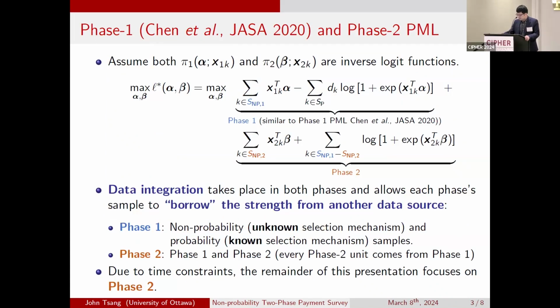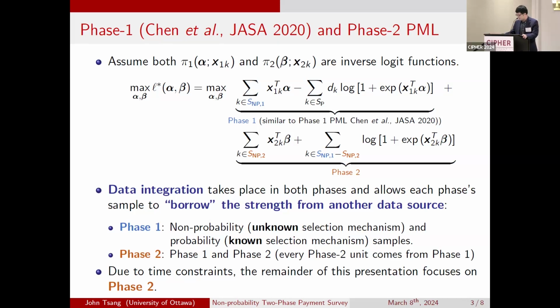So we extend the single-phase pseudo-maximum likelihood framework from Chen et al. 2020 from JASA to our two-phase framework. Maximizing the pseudo-log likelihood function L star gives us the estimated selection probabilities in phases 1 and 2. The first line of the equation corresponds to phase 1, and it's exactly the same as the one from Chen et al. 2020, and the second line corresponds to phase 2. This equation performs data integration in phases 1 and 2.